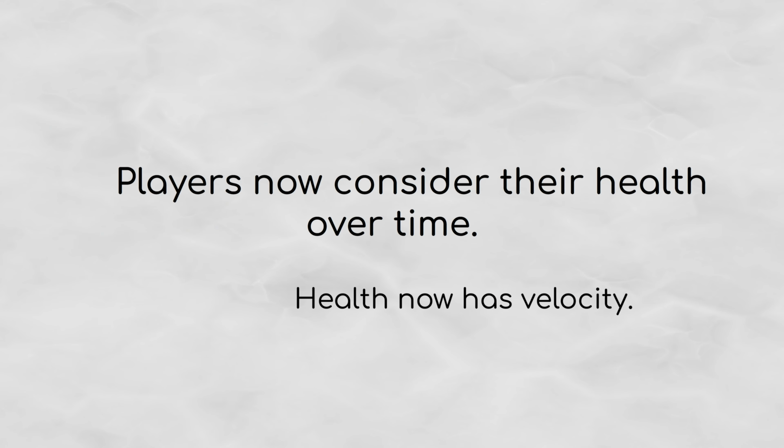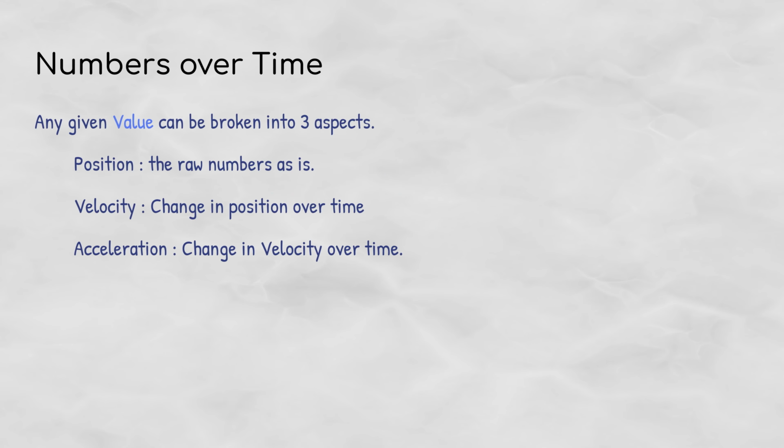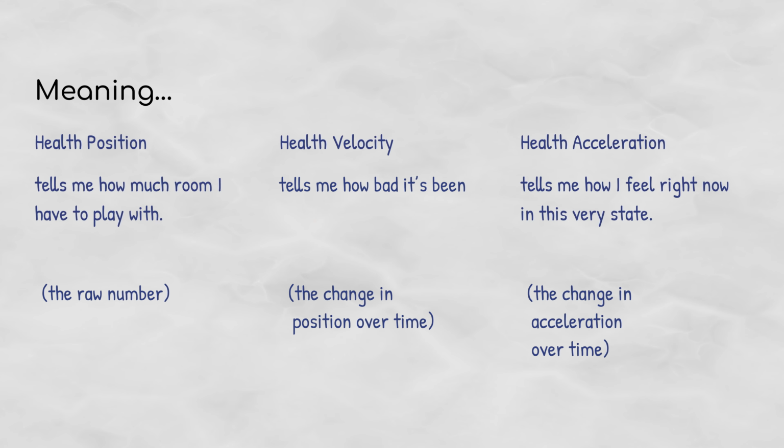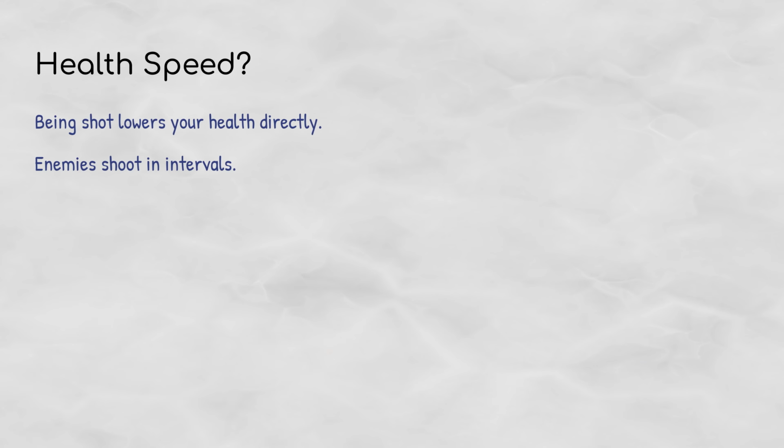Their health has velocity. You see, numbers and time have a bit of a tricky relationship. Any given value can be broken into 3 aspects: its position, its velocity, and its acceleration. So this means that a health position could tell me how much room I have to play with. My health velocity could tell me how bad it's been. And the health acceleration tells me how I feel right now within a very specific state. Being shot lowers your health directly, but enemies don't shoot you constantly. And the more enemies on screen actively shooting at you effectively lowers the velocity of your health.